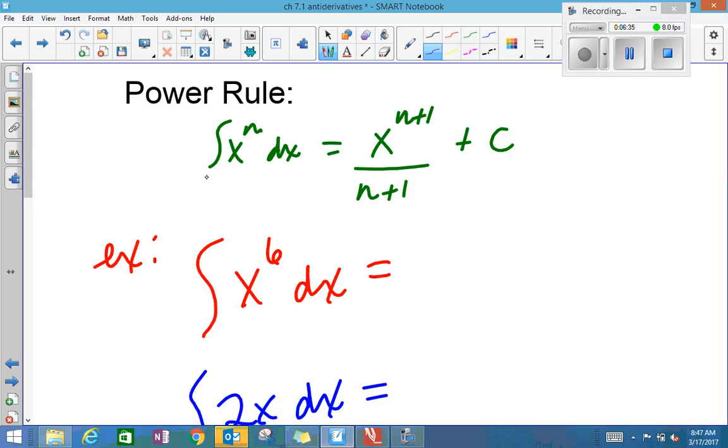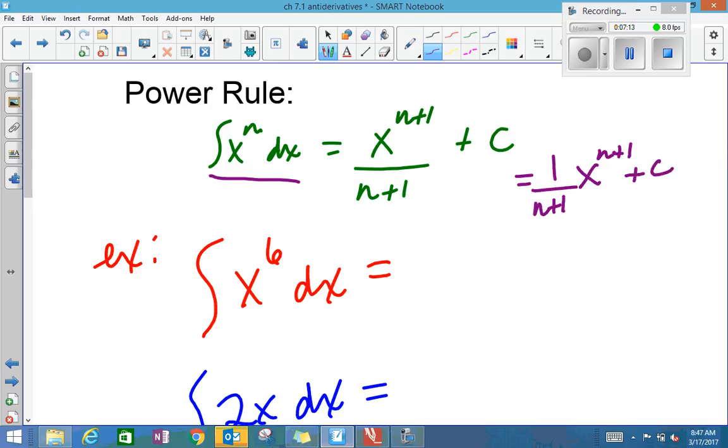If we want to find the antiderivative of x to any exponent, x to the n, the rule is you take the exponent, you add 1, and divide by that new exponent, okay? And add a plus c. Another way to think about this is you take the exponent, add 1, and put out front the fraction 1 over n plus 1, plus c.